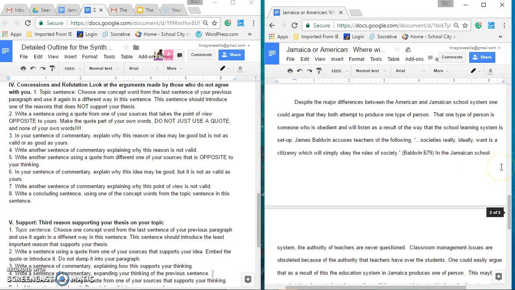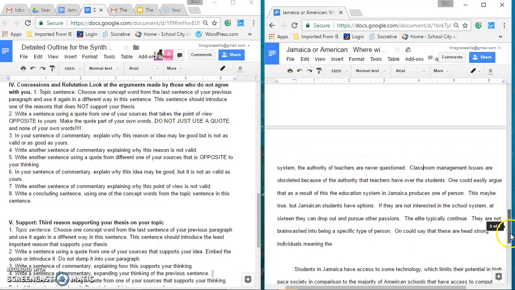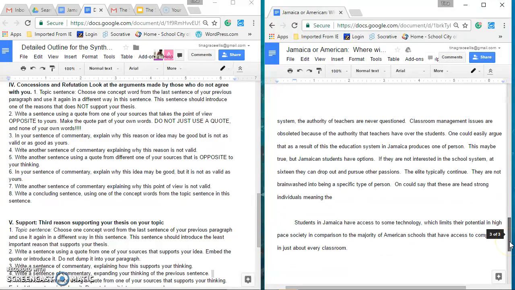In the Jamaican school system, the authority of teachers are never questioned. Classroom management issues are obsolete because of the authority that teachers have over their students. One could easily argue that as a result of the education system in Jamaica, it produces one type of person.